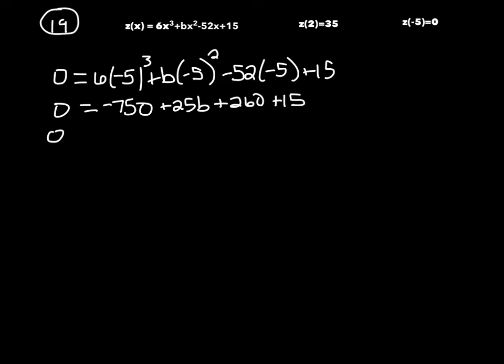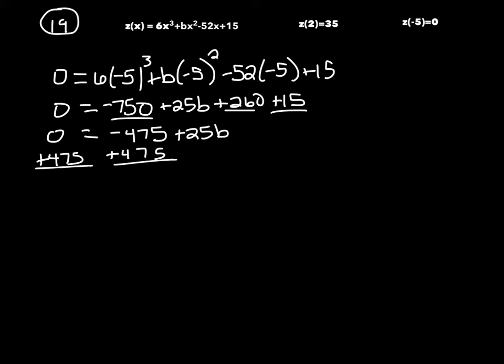All right, so from here, let's just combine all of the like terms. If I combine all of these numbers, that'll give me -475. And let's bring down the 25b. And then to finish solving, just add 475 to both sides, and then divide by the 25 that's in front of the b. Okay, so we wind up getting b equals 19.